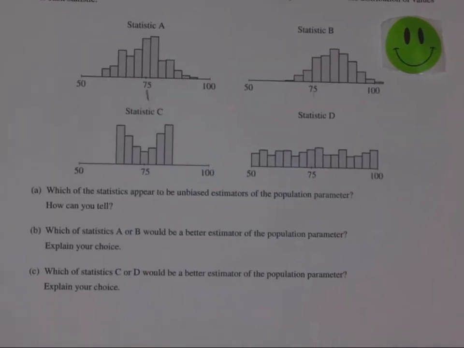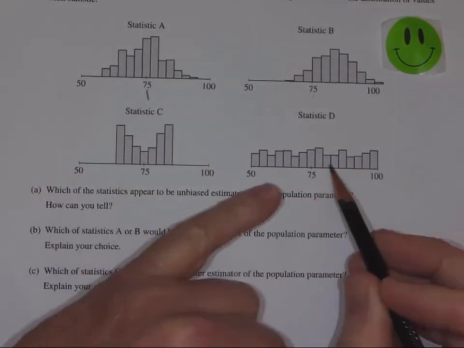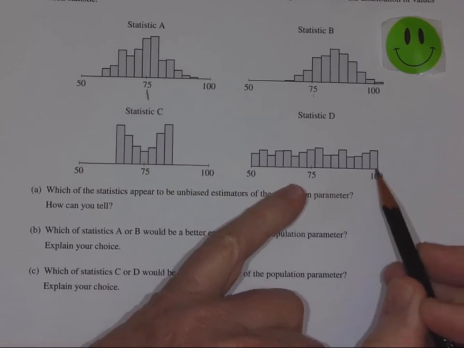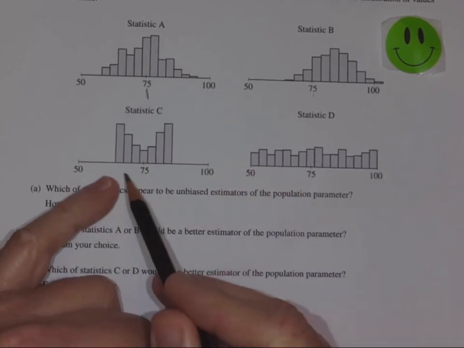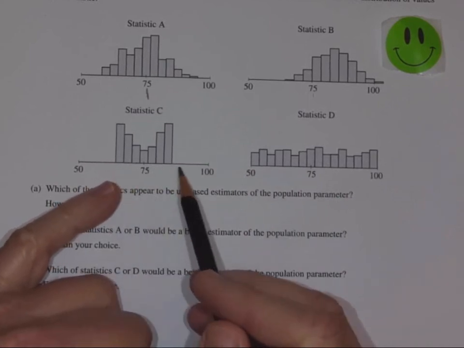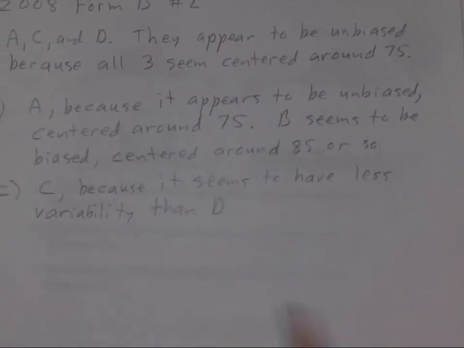And then lastly, which of the ones, C or D, would be a better estimator? I'd pick C because it has less variability here. D is more spread out. And so you have a chance of getting like 100 or 50, which would be way off. And then C, they all appear to be within, like, I don't know what that is, maybe 65 to 85, but anyway. But you just had to say C because it seems to have less variability than D. And that's it. That's all there is to that particular FRQ.